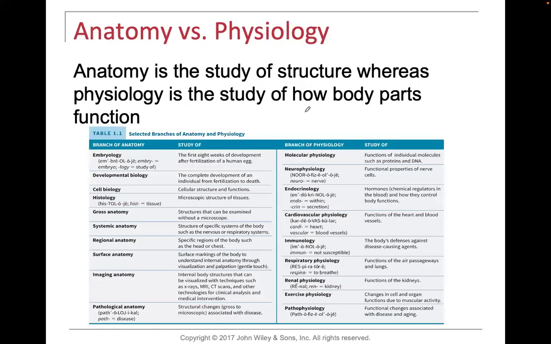When we look at some of the different branches of anatomy, well, there's embryology, there's developmental biology, there's cell biology. We're going to focus a little bit on cell biology right here. We're going to talk about the cellular structure and functions. We're going to talk about all the different organelles and what they do. And when cells come together, cells make tissues. So we'll talk a little bit about histology.